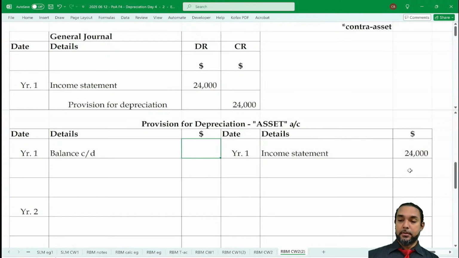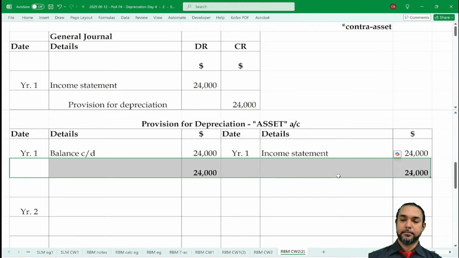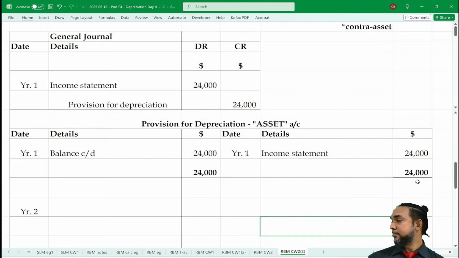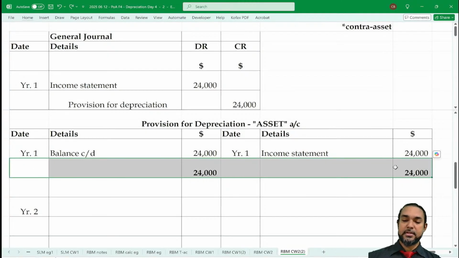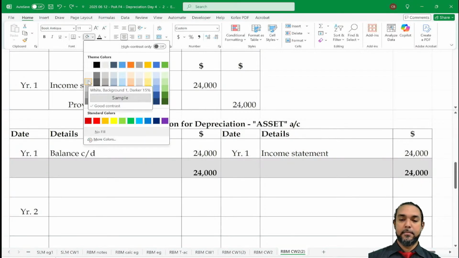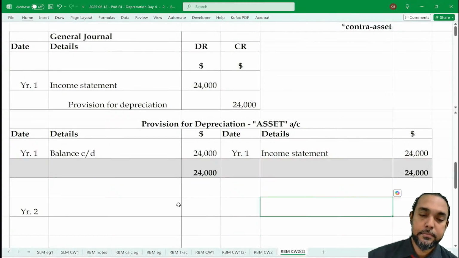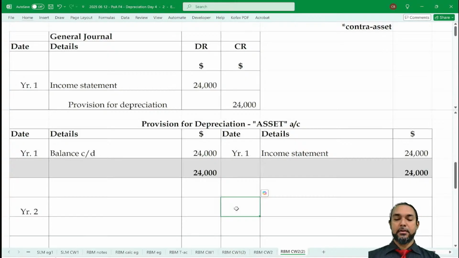Now, if there were multiple figures here, we would total them up. So we add that 24,000, and the balance here would just be the same 24,000. Because I can't really put double lines, I'll put this line in a light gray to show that that's the total. And now I'm going to bring that balance down to year two.